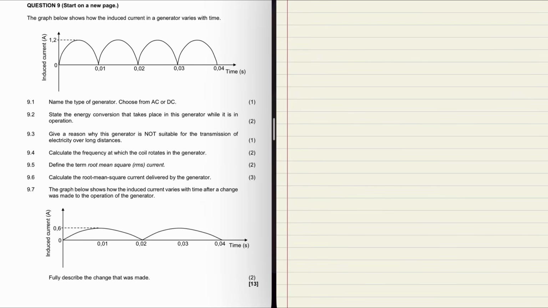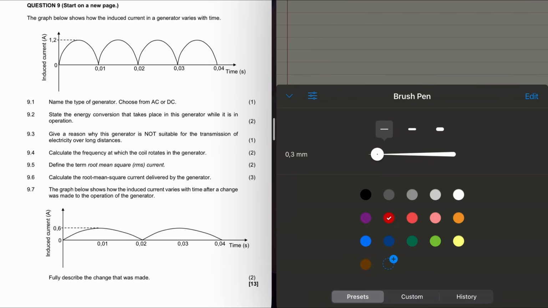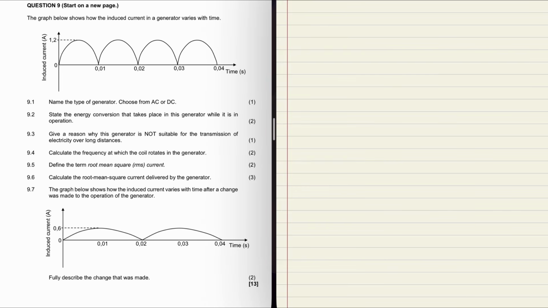Question 9 says, the graph below shows how the induced current in a generator varies with time. Question 9.1, name the type of generator. Is it AC or is it DC? Because the graph is not going below the x-axis, this is going to be a DC generator. Question 9.2, state the energy conversion that takes place in this generator. For a generator, you will have mechanical energy being converted to electrical energy.